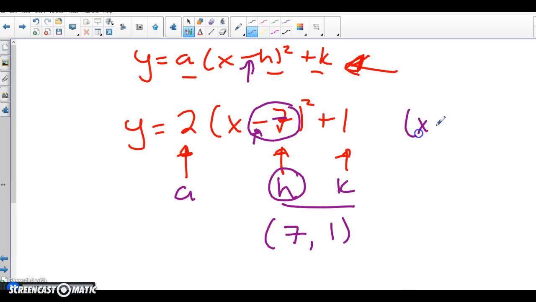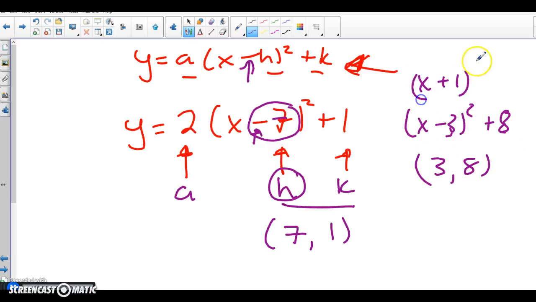So if I had another parabola, it looked like this, with an 8, and I said, what's the vertex? Change the sign, leave the sign. Vertex (3, 8). What's in the bracket? What's out of the bracket? If it was this, what's my vertex? Change the sign, leave the sign.